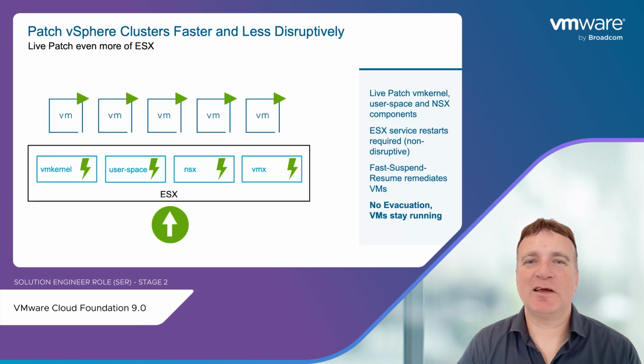Live patch for ESX was introduced with vSphere 8 Update 3 and has now been extended to more of the ESX image, including VM kernel and NSX components, therefore increasing the frequency that patches can leverage live patch. NSX components, now part of the base ESX image, can be patched using the live patch process without hosts entering maintenance mode and without hosts needing VMs to evacuate the hosts.